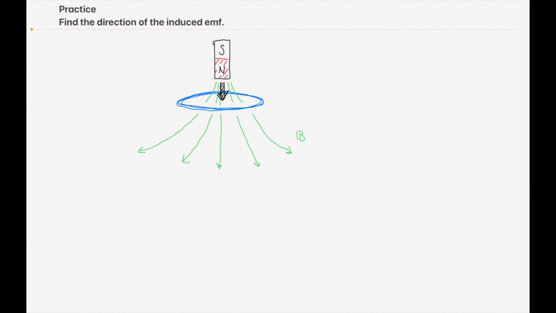In this practice, we'd like to find the direction of the induced EMF when the magnet is approaching the circular wire of a conductor. Like this situation. To find the direction of the induced EMF, we apply Faraday's law.